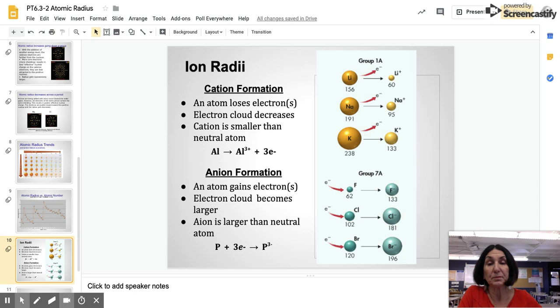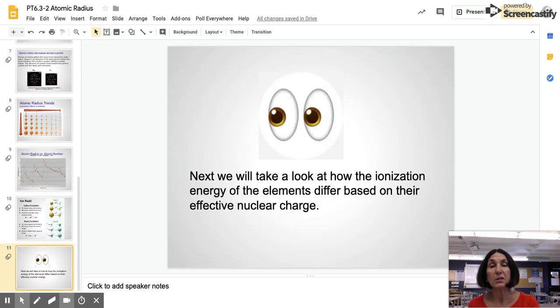It gets smaller. With anion formation, the nonmetals gain electrons. And when they gain electrons, there's going to be not only more electrons, but more negative repulsions, and that electron cloud will get larger. So anions are larger than their neutral atoms. Next, we'll look at how the ionization energy of the elements differ based on their effective nuclear charge.